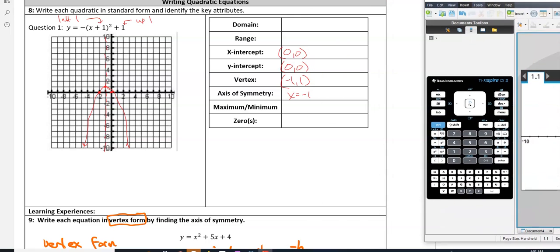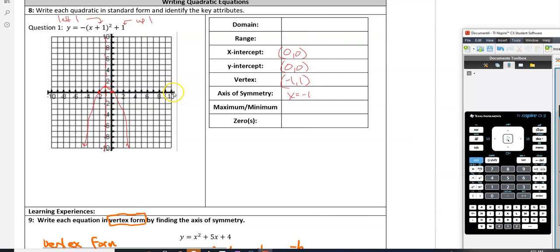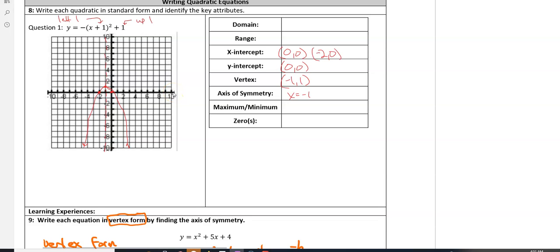My zeros are the same thing as my x-intercepts: 0, 0 and -2, 0. X-intercepts and zeros mean the same thing. They could say x-intercept, they could say solutions, they could say roots, they could say zeros. Those all mean the same thing. I have a max up here. The very top of this goes to 1. So my max is 1.